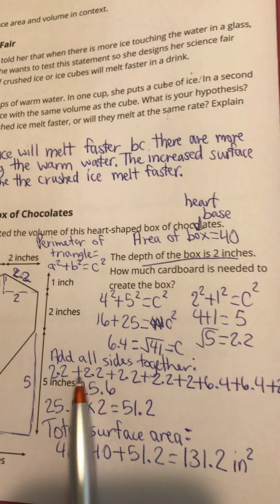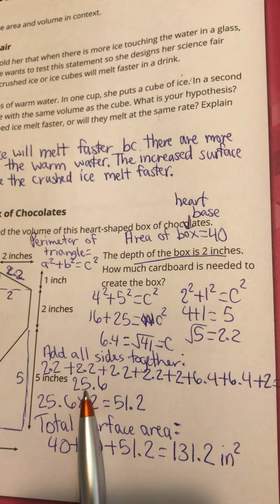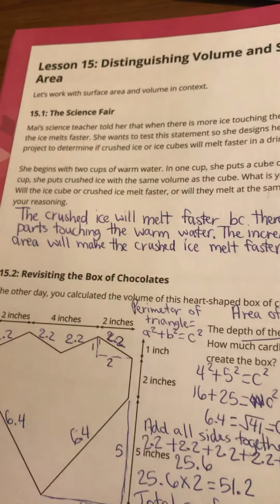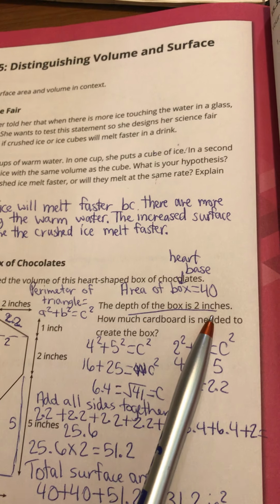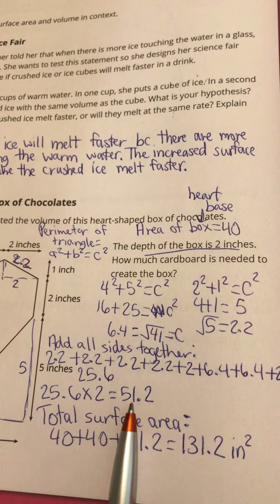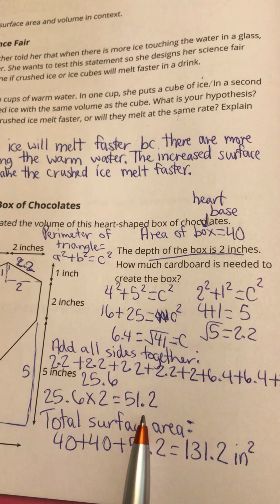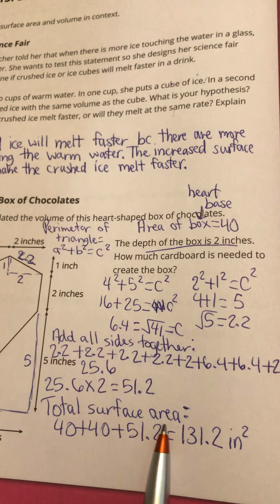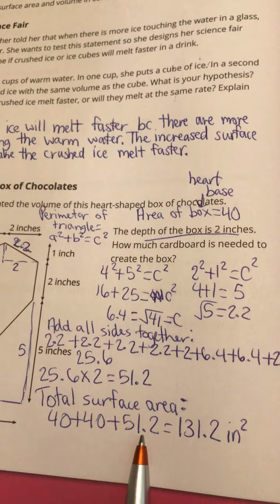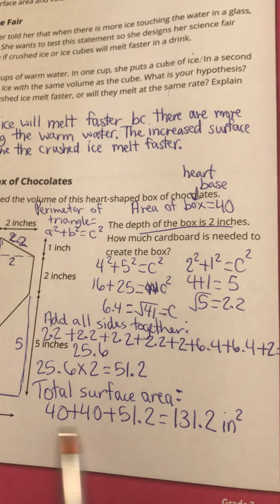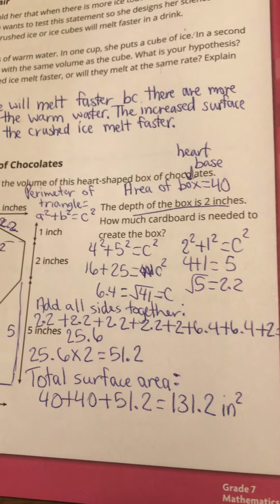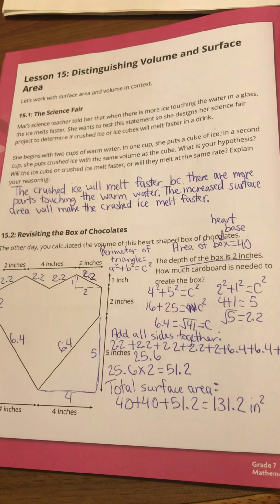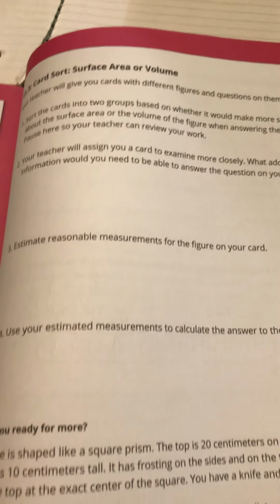And so then I added all my sides together to get 25.6. And then I multiplied the perimeter by 2 because the depth of my box is 2 inches. And so I get this for the perimeter completely. And so to find my total surface area, I take my area twice and then plus this. So all these added together is 131.2 inches squared. And so we're skipping the chord sort.